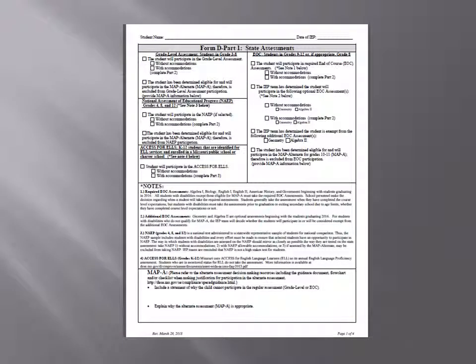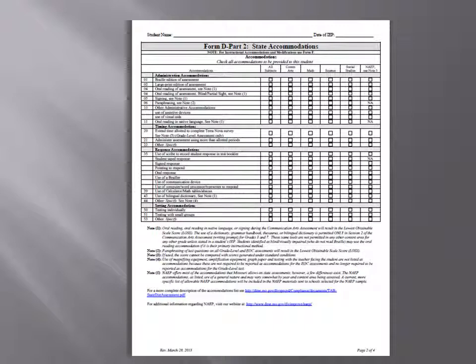F, a statement of any individual appropriate accommodations that are necessary to measure the academic achievement and functional performance of the child on state and district-wide assessments. Continuing with the letter F, as previously mentioned, even though you see Form D in front of you.